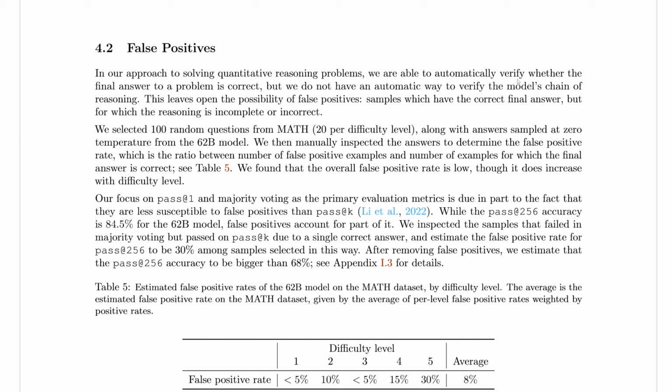Now, they also talk about false positives, and in this case they mean false positives as in the model gave the right final answer. However, the actual reasoning is the issue, and I think they say this here: we do not have an automatic way to verify the model's chain of reasoning, because it's natural language, which means there might be false positives. So they have the correct final answer, but the reasoning is incomplete or incorrect. And I'm sure some people have mixed opinions on this.